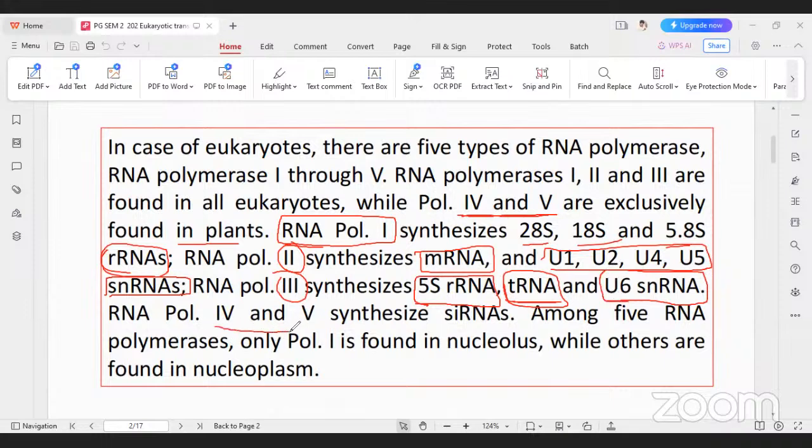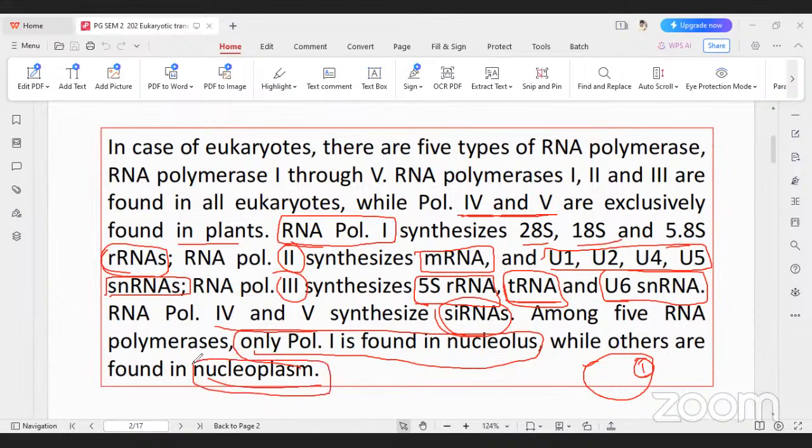RNA polymerase 4 and 5 synthesize siRNAs. Among the 5 RNA polymerases, only polymerase 1 is found in the nucleolus. The remaining are present in the nucleoplasm. Do you know where the nucleoplasm is? If you take the nucleus, this portion is the nucleolus, and the rest of the part is called the nucleoplasm. So only one is present in the nucleolus, and the rest are all present in the nucleoplasm. So this is about RNA polymerase enzymes.